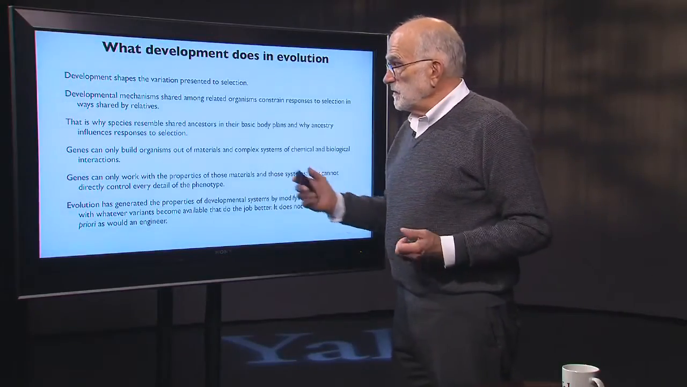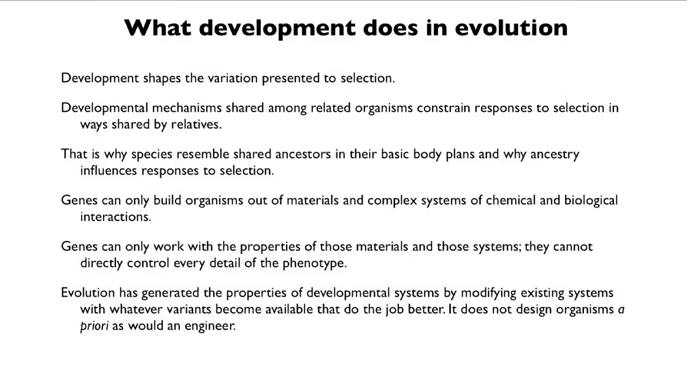Then the final point here on what development does in evolution is that it generates the properties of developmental systems by modifying existing systems. It just works with whatever variants are available at the time. It doesn't design organisms a priori the way an engineer would. And that's why when we look into developmental systems, we find little puzzling things in them that are relics of history and not design properties of ideal systems.